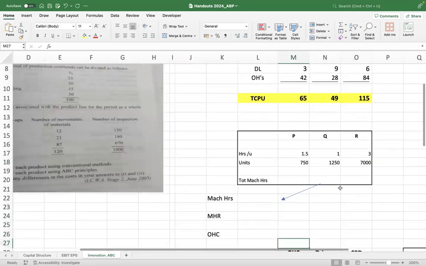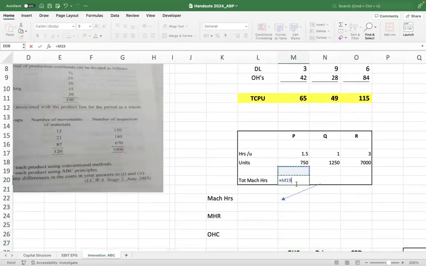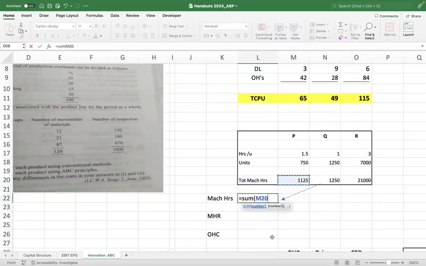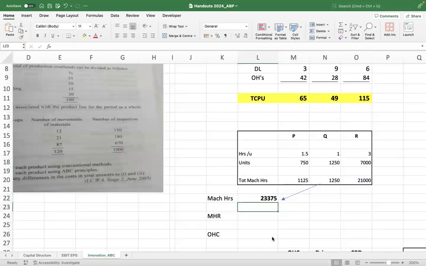So how many machine hours are you taking? 1.5 hours per unit into 750 units, 1 hour per unit into 1250 units, 3 hours per unit into 7,000 units. सो अगर आप देखोगे आपके टोटल मशीन आवर्स आर 23,375 machine hours.